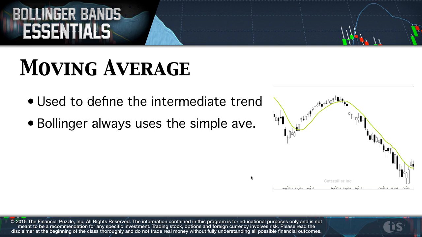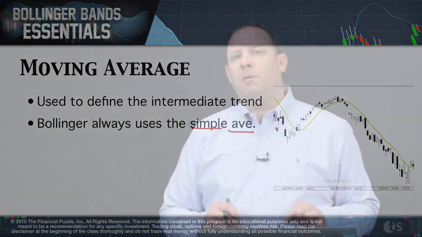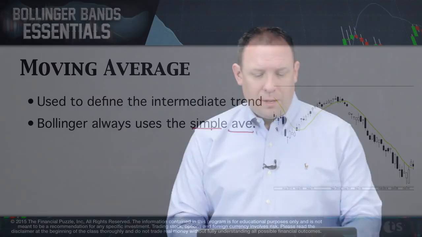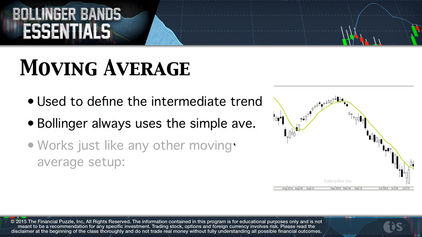Bollinger always uses a simple moving average. This is a very important note to make. We're using the simple moving average. I've talked with him about this subject, and he was very emphatic. If you use the exponential average, it does not give you better signals. In fact, it kind of breaks the system down a little bit. So you need to use a simple moving average in this system. I'll give you the settings in just a few minutes.